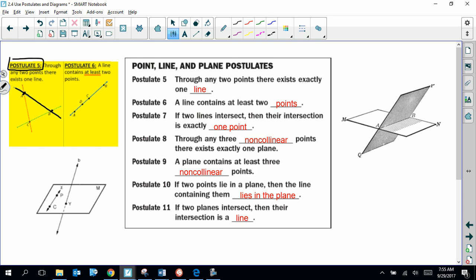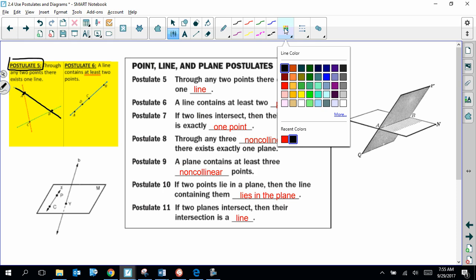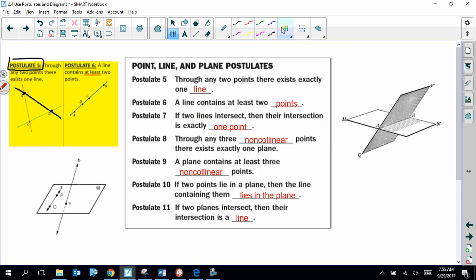Postulate 7: if 2 lines intersect, they intersect at exactly 1 point. And that's what we're seeing here. Let me pick another color, so I can get something that will show up. Here on line CB, the 2 lines intersect right there at 1 point. That's again one of the things we talked about when we established how the undefined terms, points, lines, and planes, interact with each other.